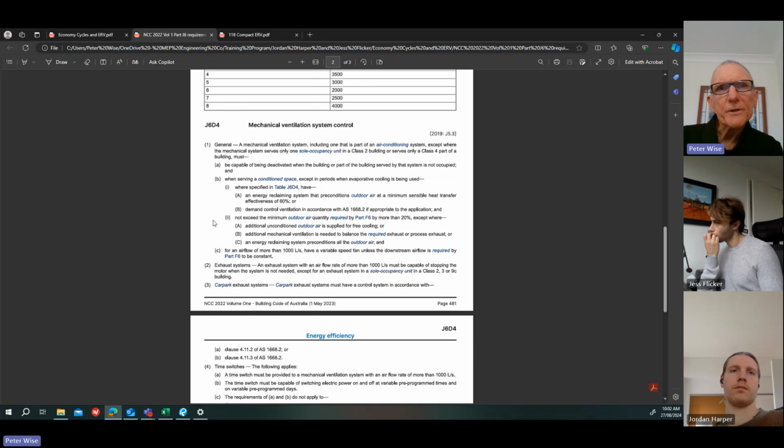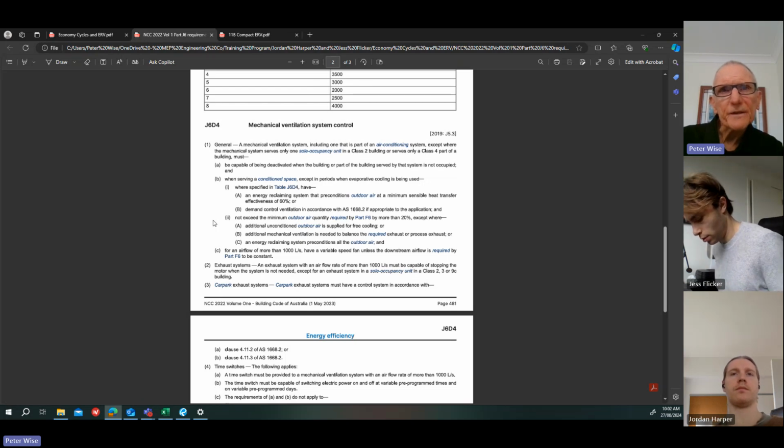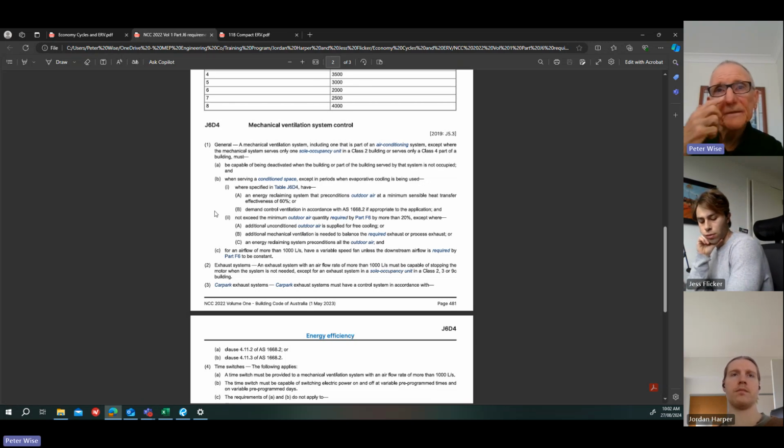Not exceed the outdoor air quantity required by Part F6 by more than 20%. So again, this is an energy efficiency thing. You don't want to have too much outside air because that will create additional load, and it can affect air handling units and fan coil units. We won't go into that at the moment, but it will affect the performance of those units.